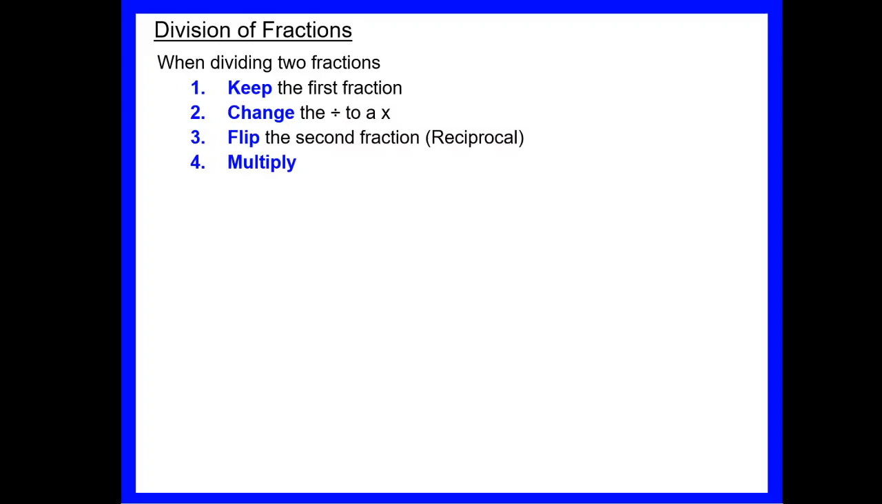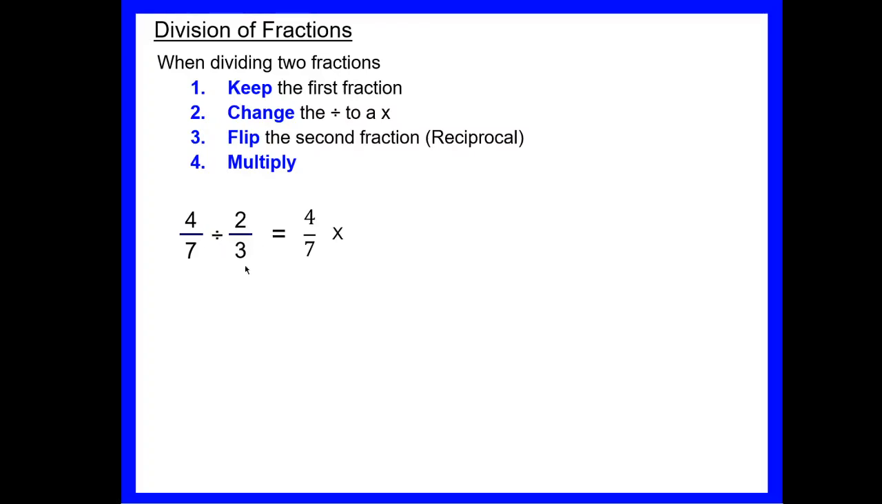So let's see how that works in practice. Here are our fractions. We've got 4 out of 7 divided by 2 out of 3. Following our rule, we're going to keep the first one, 4 out of 7. We're going to change the symbol in the middle, from divide to times. Now remember, divide and times are inverses. They are opposites of each other.